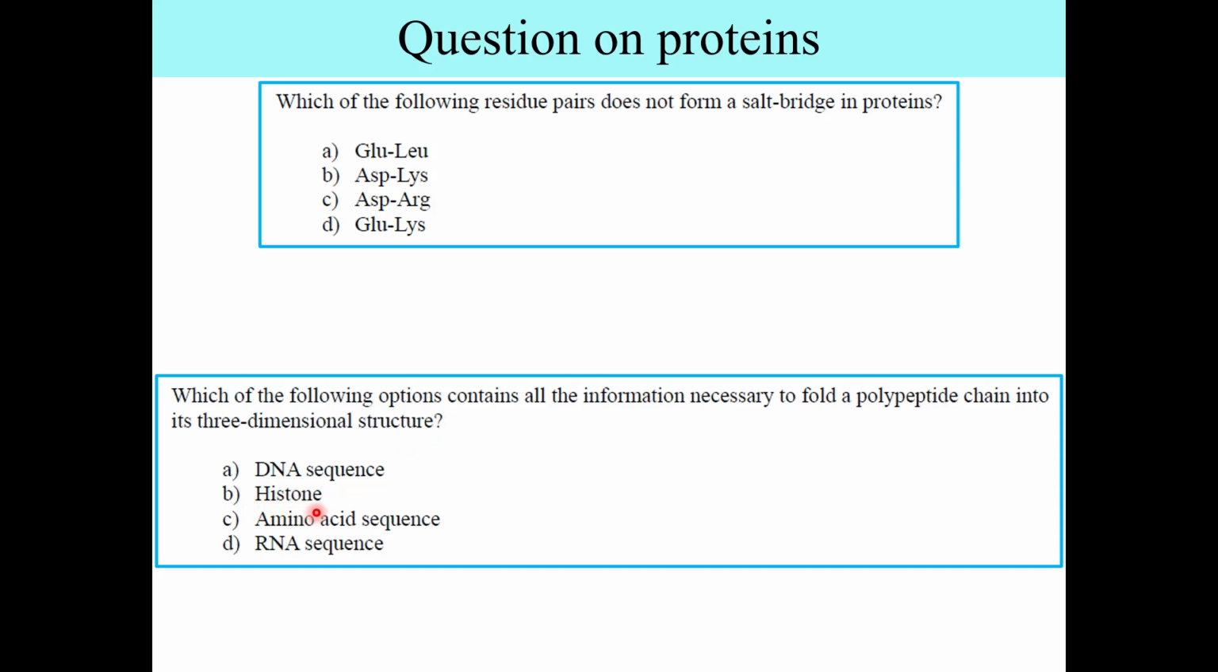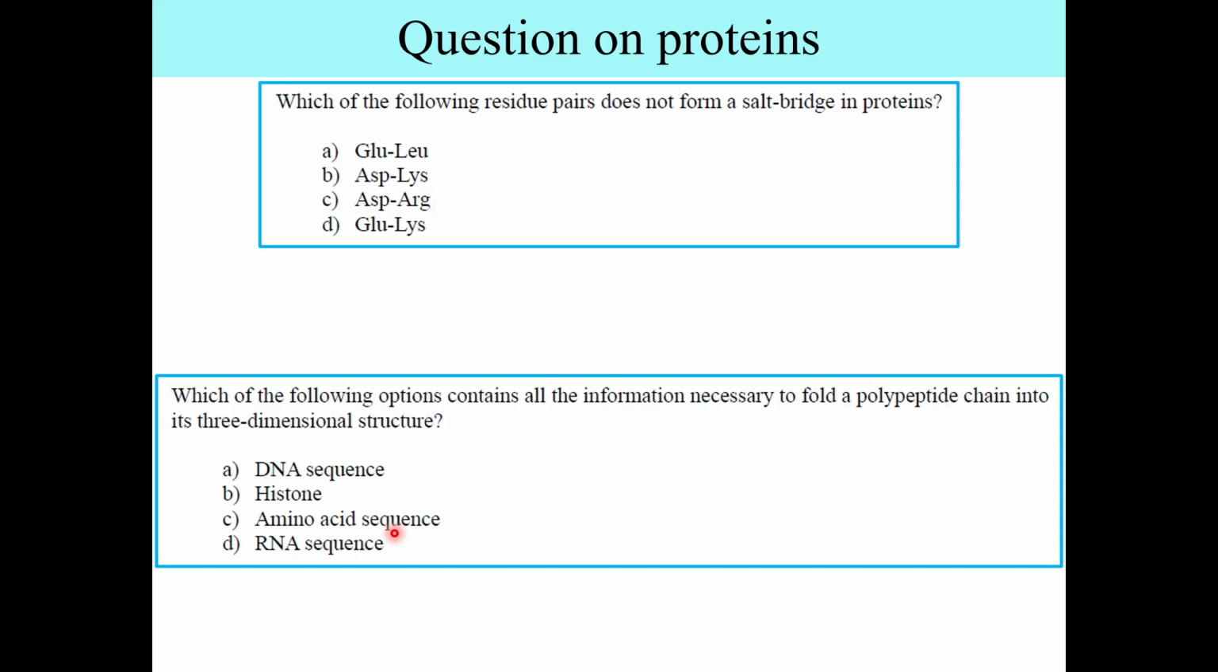Coming to histone proteins, histones just help in packaging the DNA and making it more compact. Okay, and it also assists in giving access to different kinds of enzymes and transcription factors to bind to DNA and start the expression of a particular gene. But these do not participate in the folding of the protein. Histones are at the level of the DNA. Okay, they do not come to the level of the proteins.